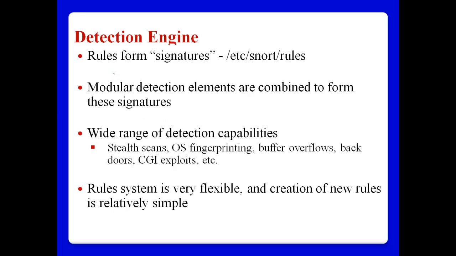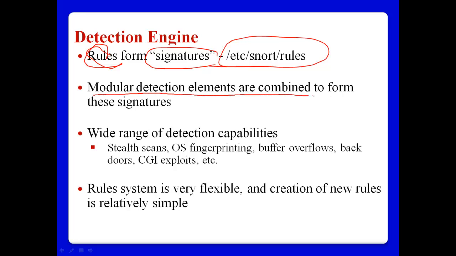Detection engine, we can talk about these rules. Normally the detection engine uses rules, and these rules form the signatures. Signatures, we can say, are patterns of network attacks. And we can find these rules in this directory, /etc/snort/rules. And the modular detection elements combine to form these signatures. So we can say the detection engine is the group of the signatures from these rules.